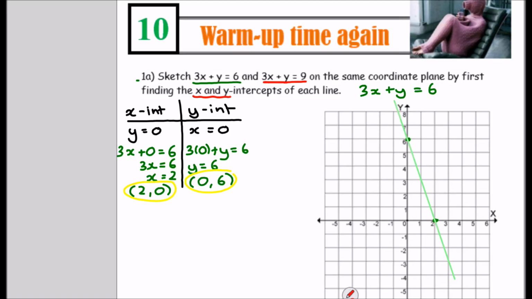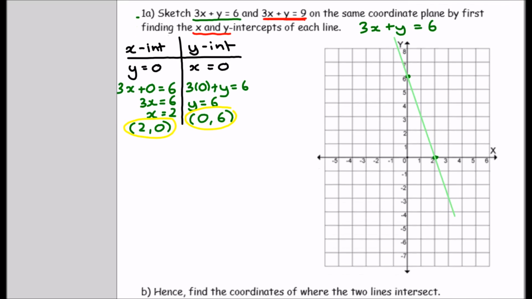Now let's move on to the other equation, which I've got in red. 3x plus y equals 9. So again, we just need to find the x and y intercepts. So let's draw up our little table. Remember in the past I had this table partially drawn for you. So this is good practice of how to do it from scratch. At the x-intercept, y is 0. At the y-intercept, x is 0. Now we're plugging into the red equation, 3x plus y equals 9. So make sure to use that equation instead.